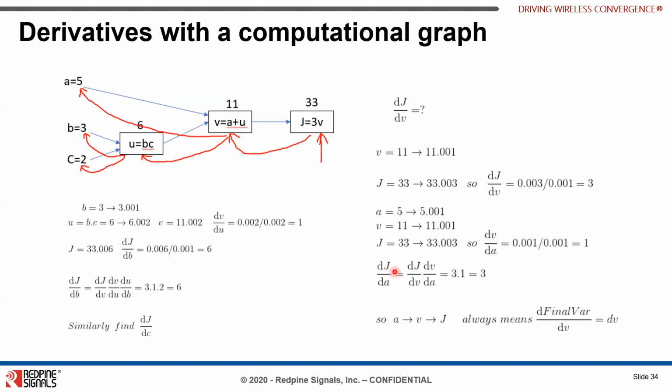Similarly, if I ask you to find dj by da, what is that? Through the chain rule, we know dj by da is equal to dj by dv into dv by da.